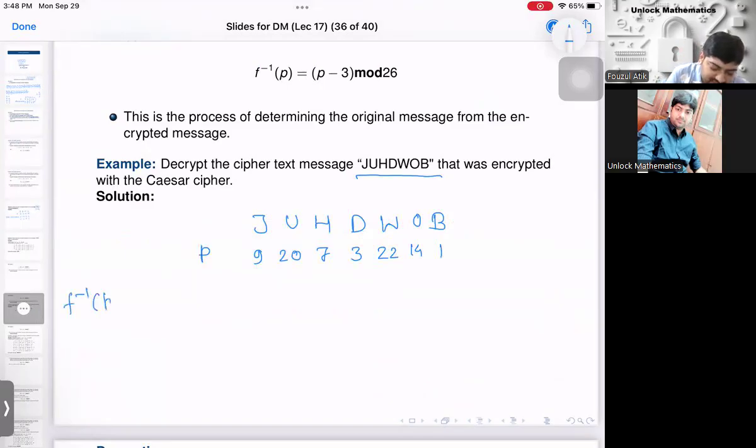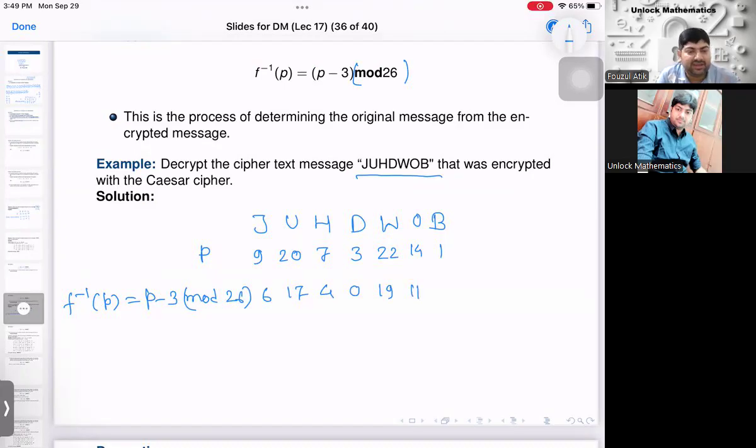You have to calculate F inverse of P, which is P minus 3 modulo 26. Now if your P is 9, what is P minus 3 mod 26? It is 6. What about this one? It is 17. 7 minus 3, it is 4. 3 minus 3, it is 0. 22 minus 3, it is 19. 14 minus 3, it is 11. 1 minus 3, it is minus 2.